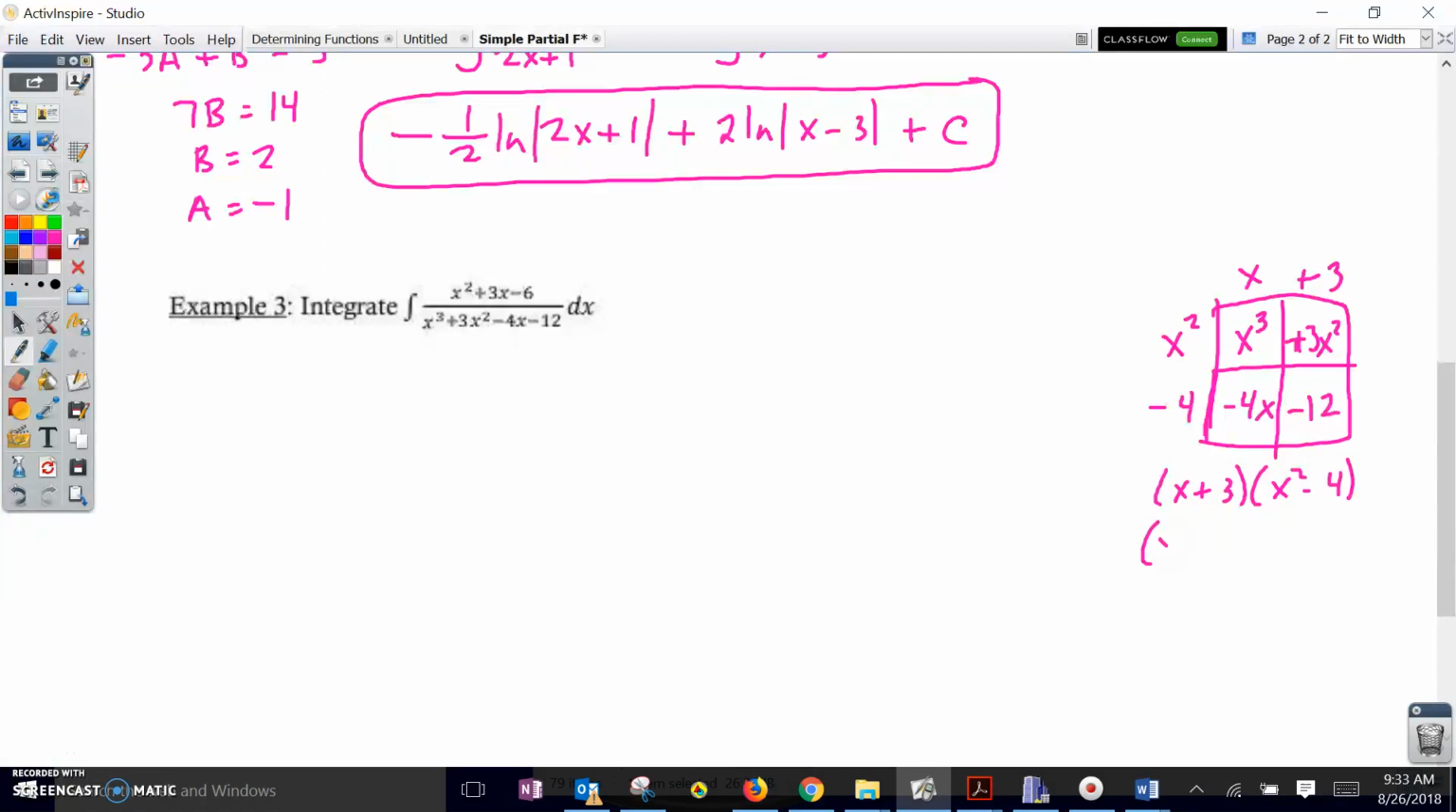And x squared minus 4 further factors as x plus 2 times x minus 2. So here we're actually going to have 3 fractions in our partial fraction decomposition, one with a denominator representing each factor.